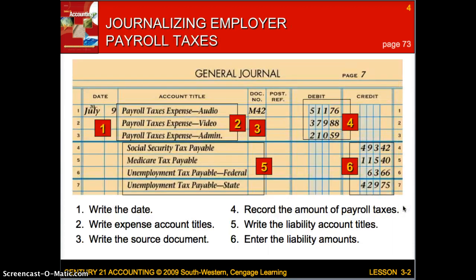Journalizing employer payroll taxes. In our general journal, we need to write the date, July 9th, and we need to write all of our expense account titles. So we have to pay payroll taxes for audio, video, and administrative. Those are expenses, so those will be debited. And then we need to do our liabilities, like our Social Security tax payable, Medicare, etc.